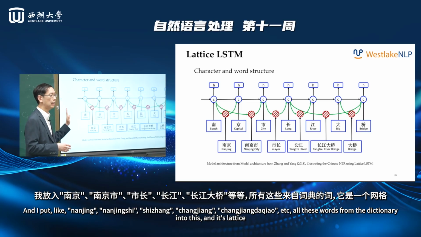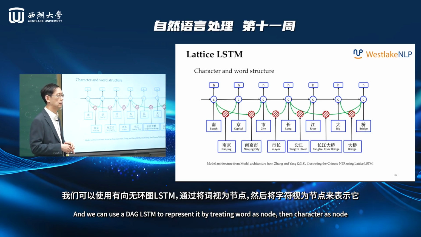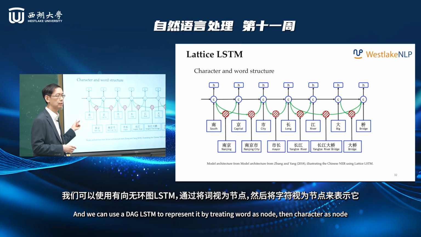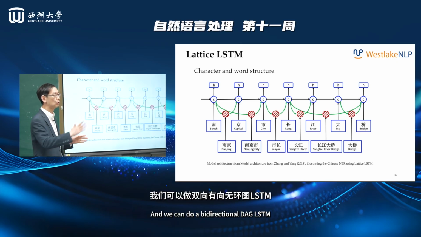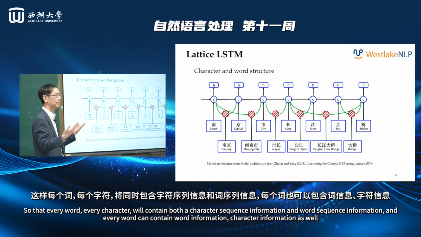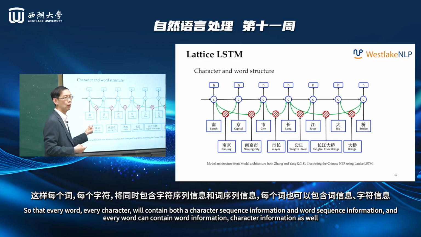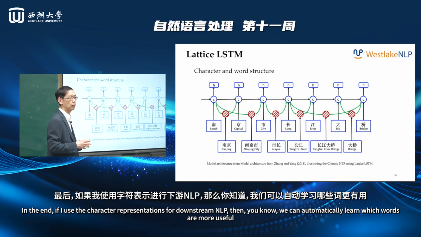And we can use a DAG LSTM to represent it by treating words as nodes and characters as nodes. We can do a bidirectional DAG LSTM, so that every character will contain both character sequence information and word sequence information, and every word can contain word information and character information as well. So in the end, if I use the character representations for downstream NLP, then we can automatically learn which words are more useful.